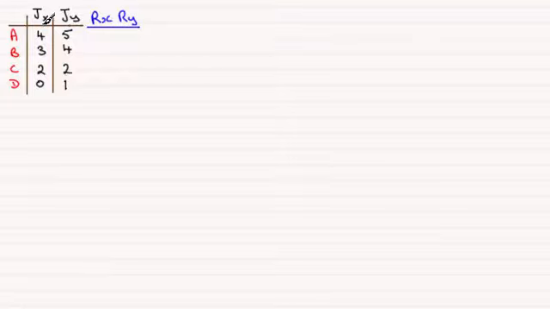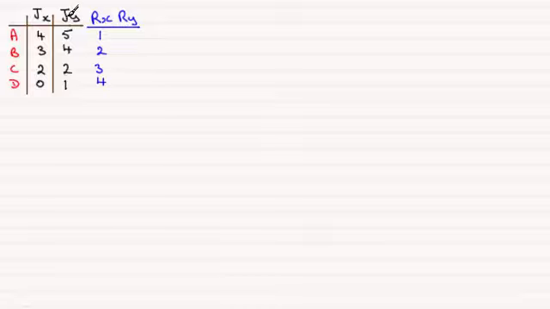So for instance, for Judge X, he awarded A the top mark. So that person is ranked 1. And he awarded B 3 marks, the next lowest rank, let's say 2. And then for C, that's going to be 3, and for D, that's going to be 4.